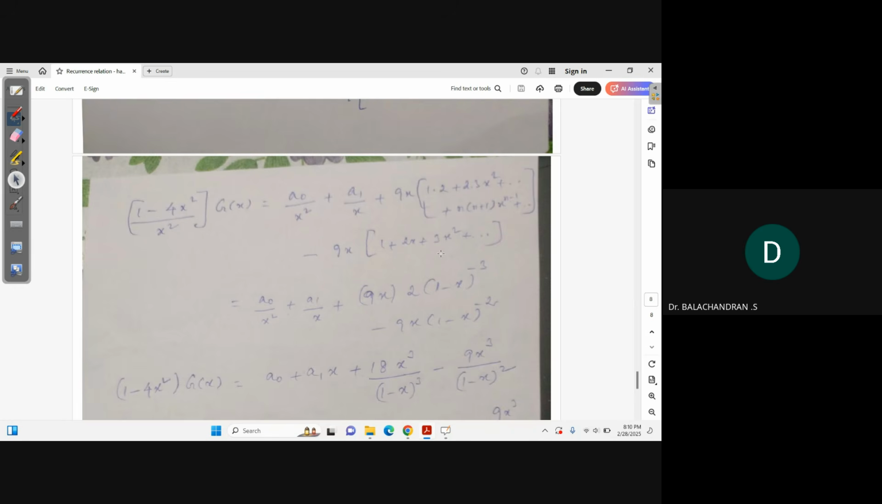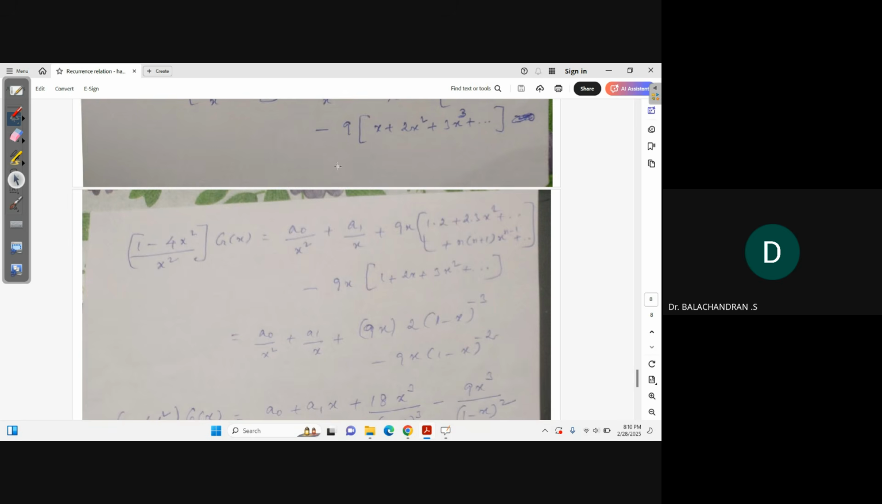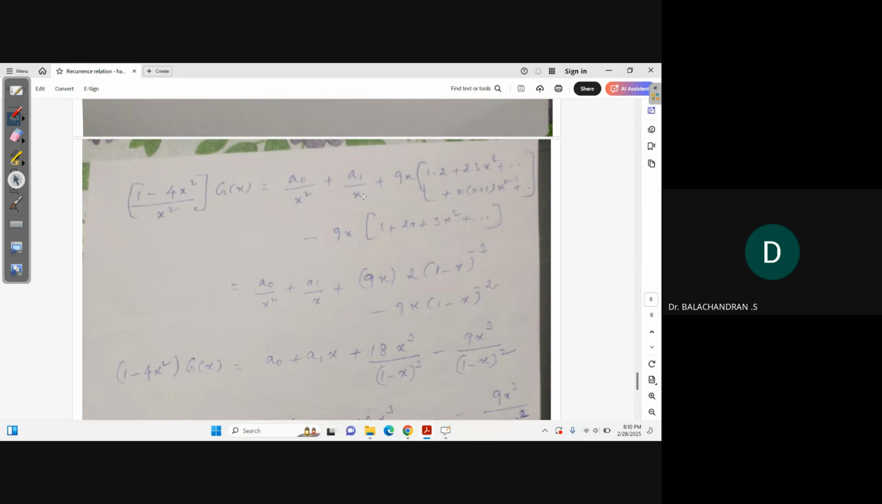So, I think I explained up to this step, because here I took 9x common: minus 9x into 1 plus 2x plus 3x square and so on. Right hand side is what? a naught by x square plus a1 by x plus 9x into actually 1 by 2 into 1 into 2 plus 2 into 3x square, that is what? 1 minus x whole power minus 3.